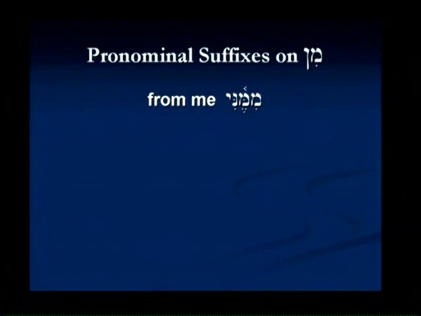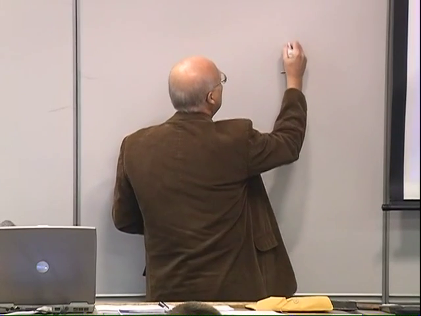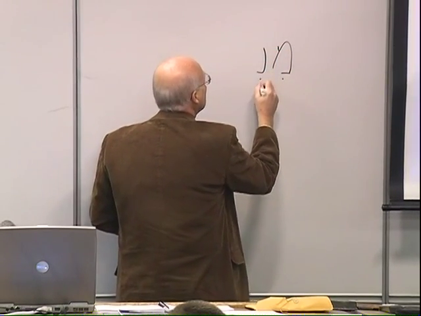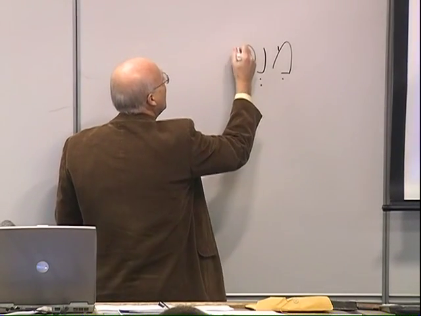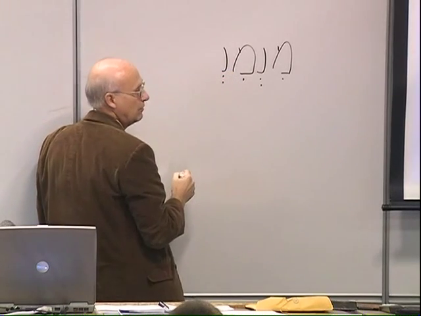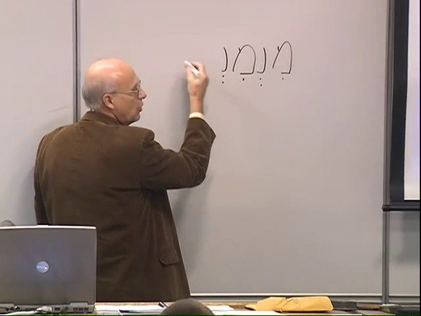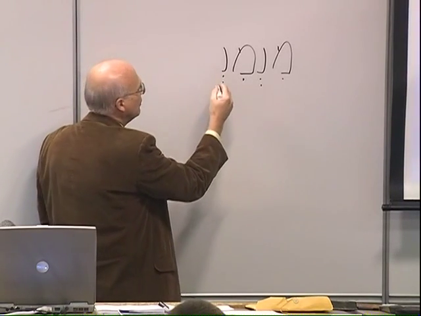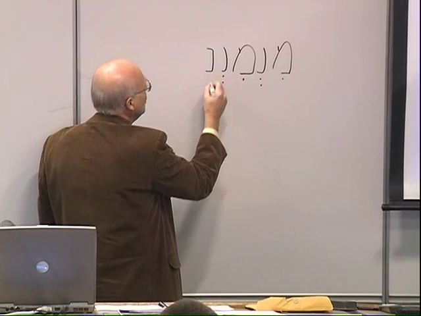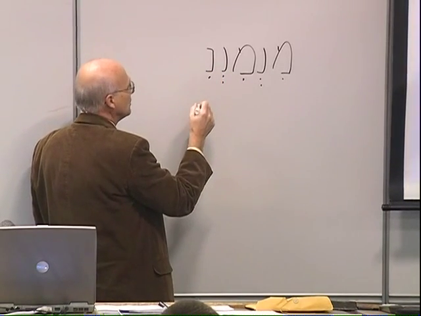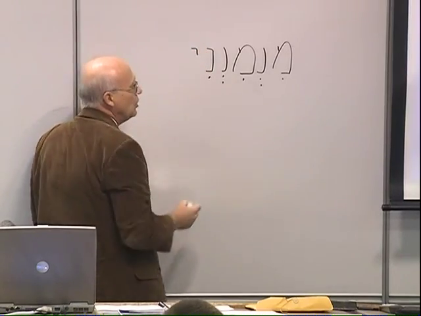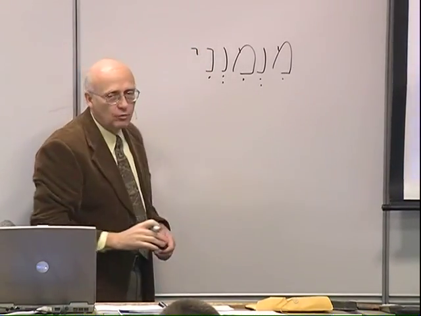Let's go back and take a look at min, the pronominal suffixes on min. Note the dagesh here. And I'll put this on the board. We have here mimmeni. And that's because it is assumed that the original form was a reduplication of min. So that you have min, and then again a reduplication of it, min. And then in order to add the hiriq yod of the first common singular suffix, a nun was necessary, under which to place the hiriq and then the yod. And so this is the assumed original form.